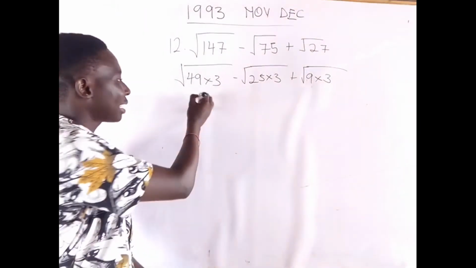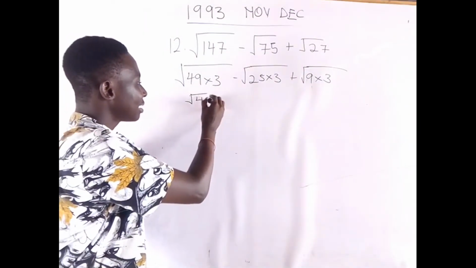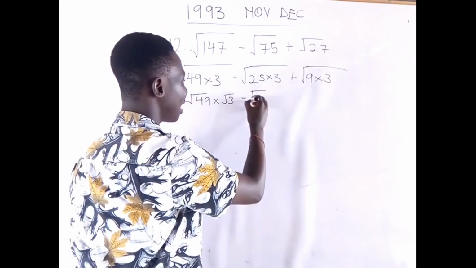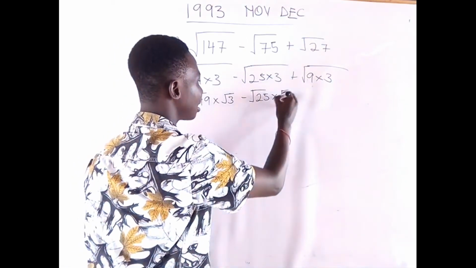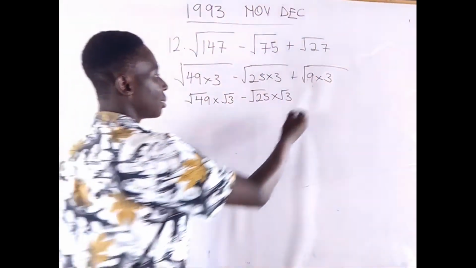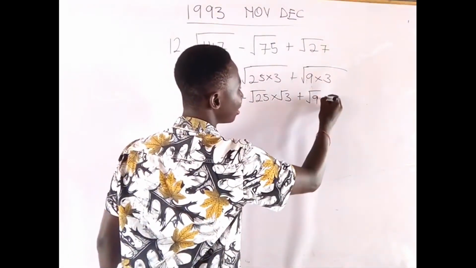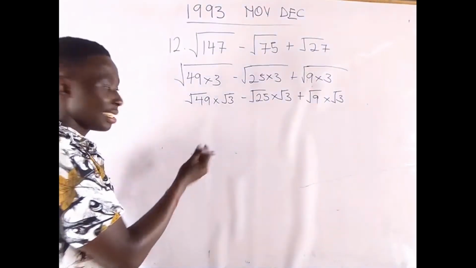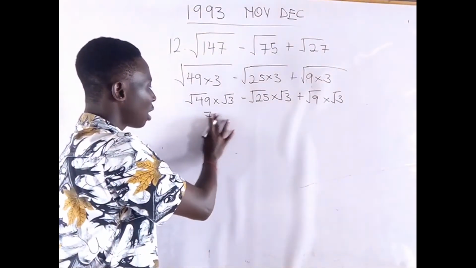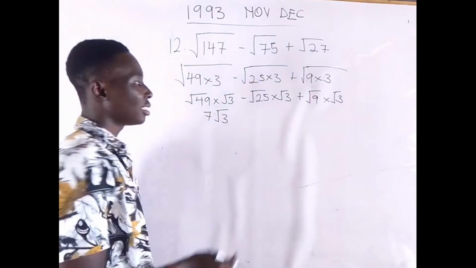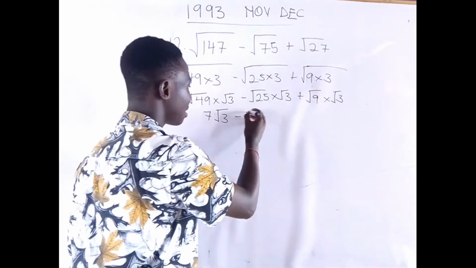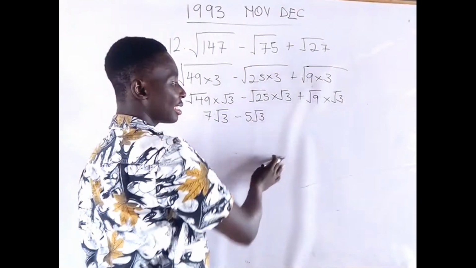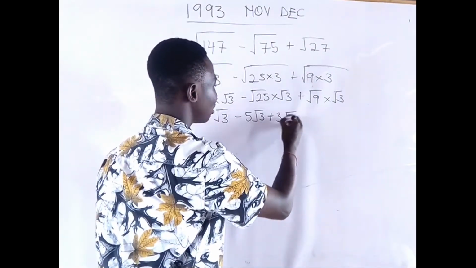So with this one, we can write this as root 49 times root 3 minus root 25 times root 3 plus root 9 times root 3. So root 49 here is 7, so we are going to get 7 root 3. Root 25 is 5, minus 5 root 3. And then root 9 is 3, 3 root 3.